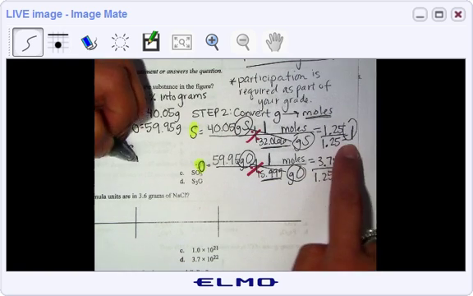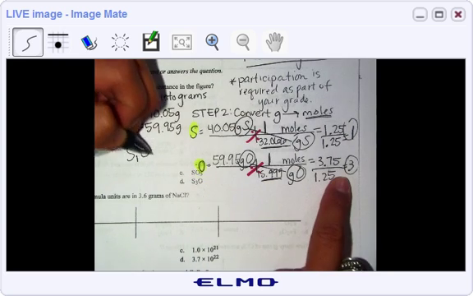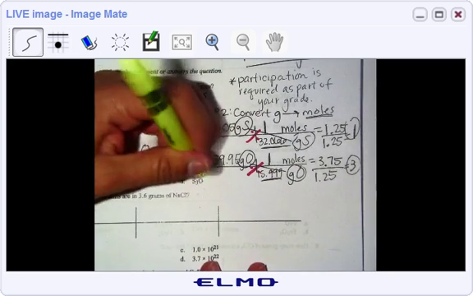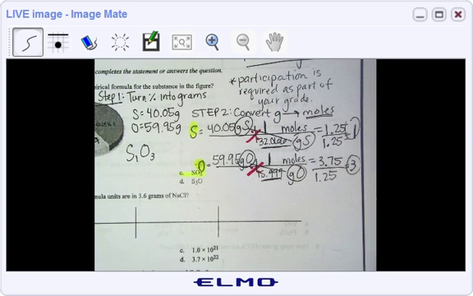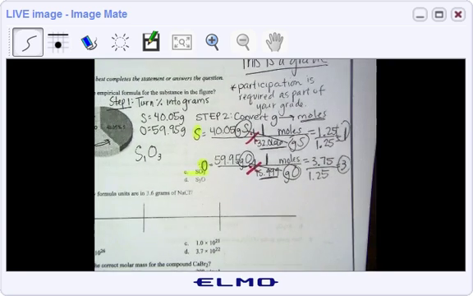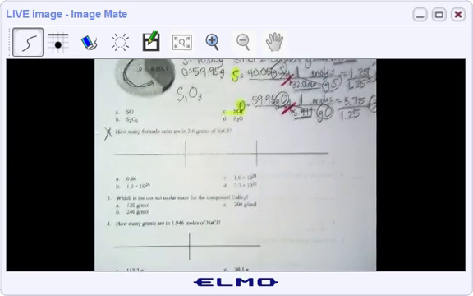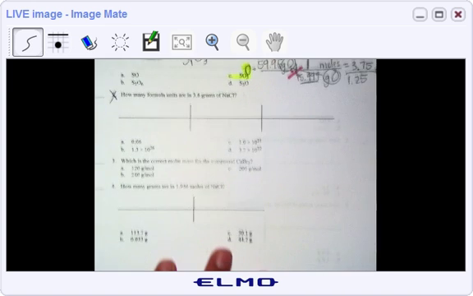So S, we got 1. O, we got 3. Correct answer is C. Any questions on that one? Calculating empirical formula does take the most time. Okay, we're going to go to number 3.